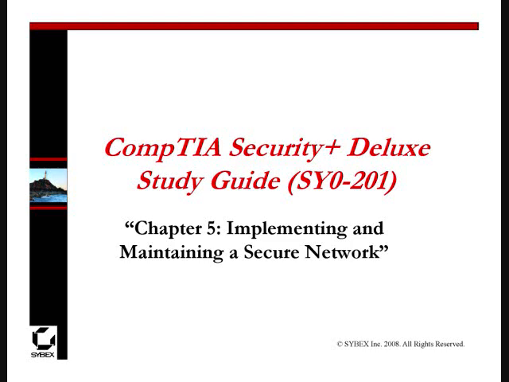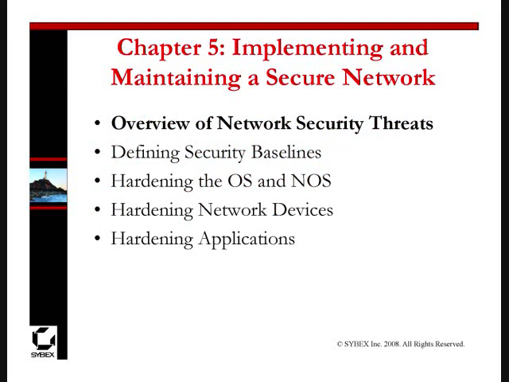Here we are again in the Enterprise Security class, and we're up to Chapter 5 in the textbook. We are through the halfway point when we finish this chapter. The title of this chapter is Implementing and Maintaining a Secure Network. And the focus of this chapter is going to be the process of hardening.